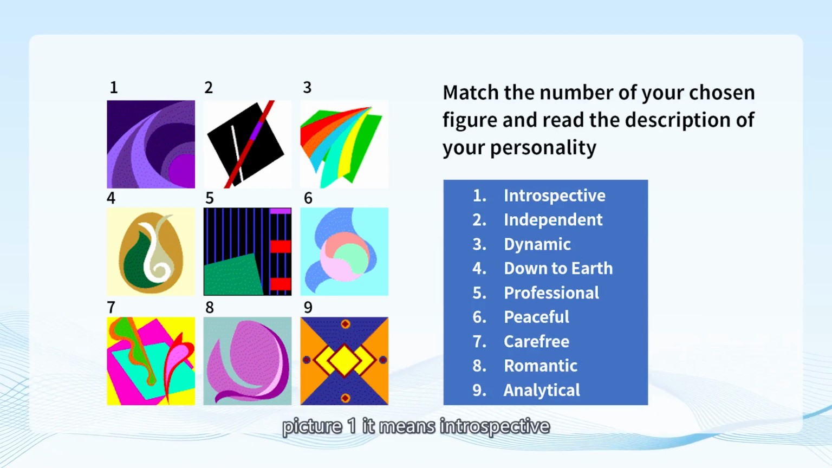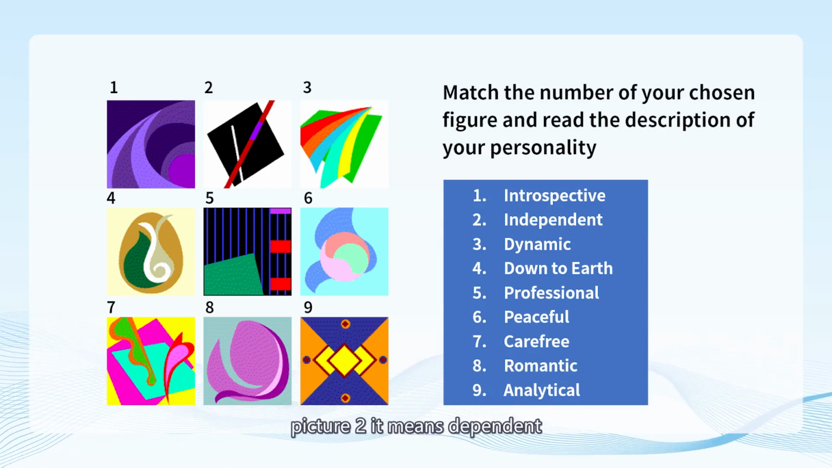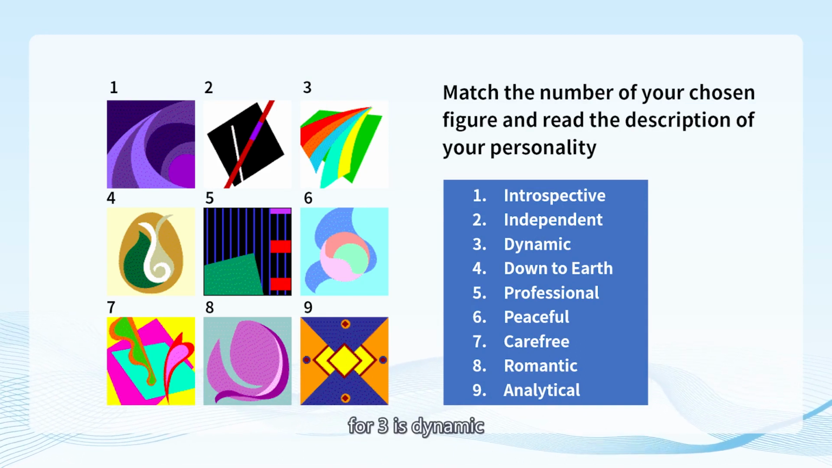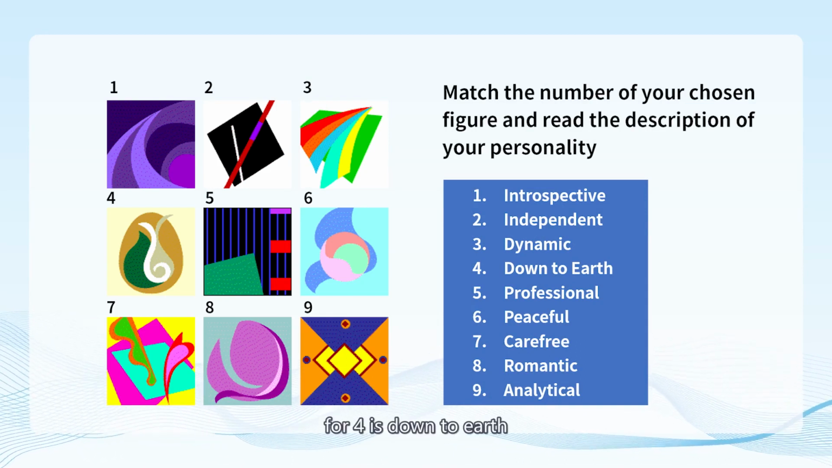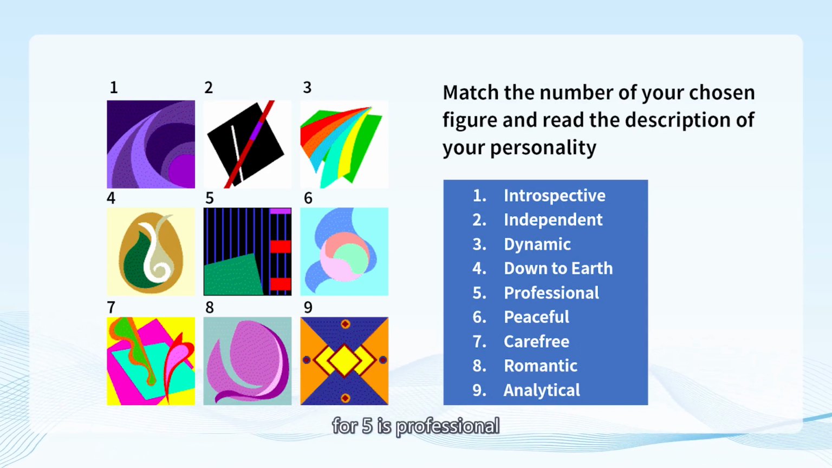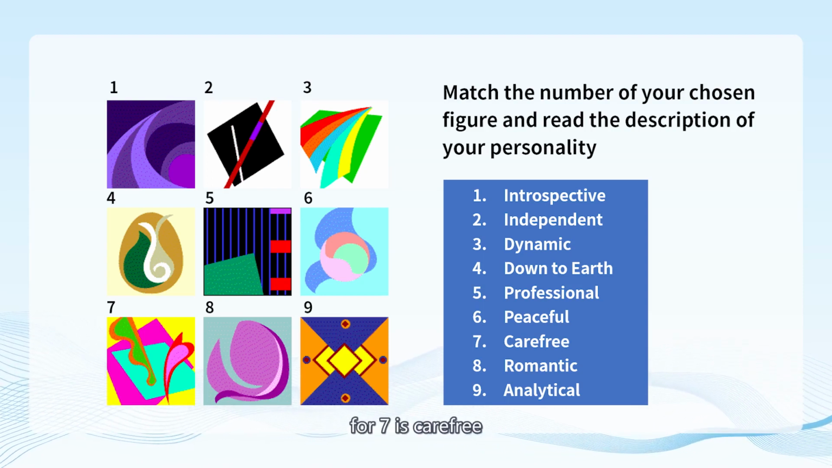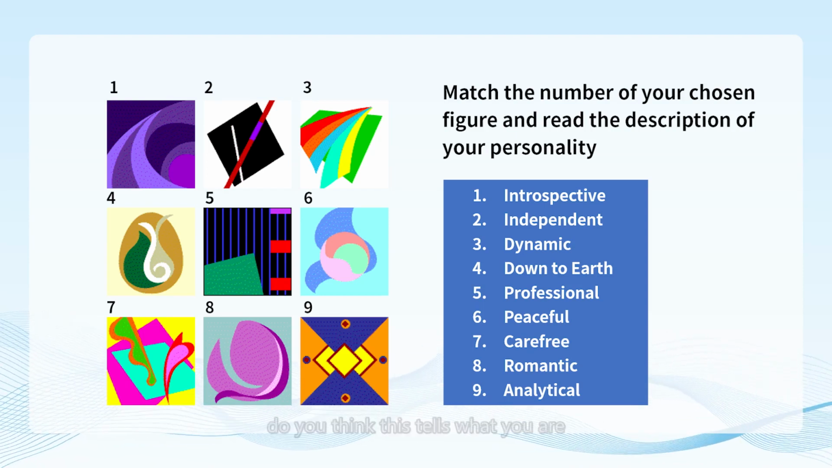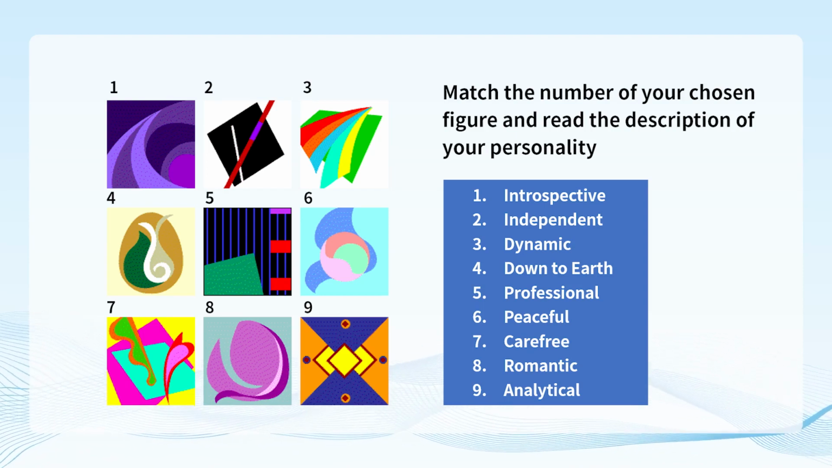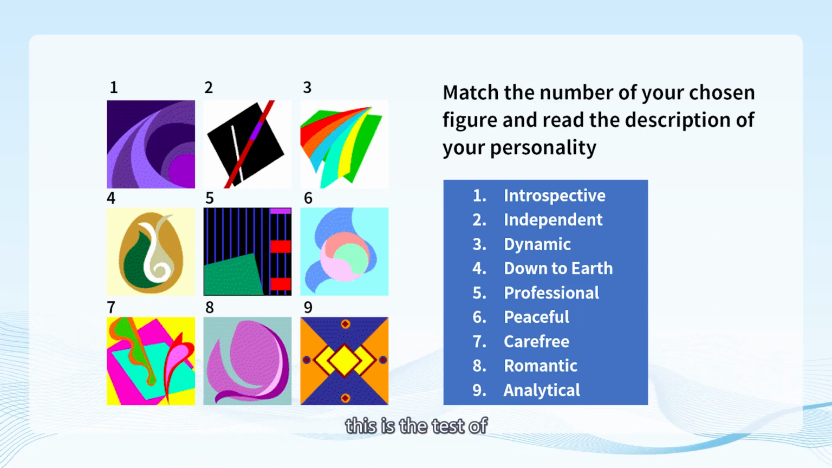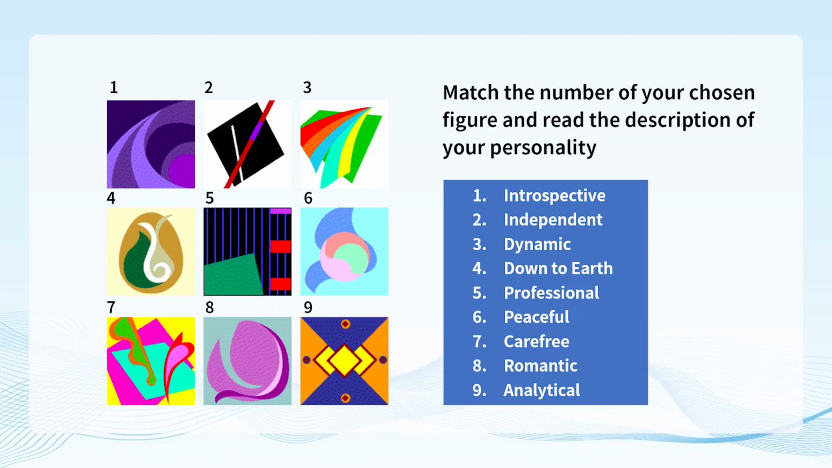For picture 1, it means introspective. Picture 2, it means dependent. For 3, it's dynamic. For 4, it's down to earth. For 5, it's professional. For 6, it's peaceful. For 7, it's carefree. For 8, it's romantic. For 9, it's analytical. Do you think this tells what you are? Oh, this is a test of what type of people you are.